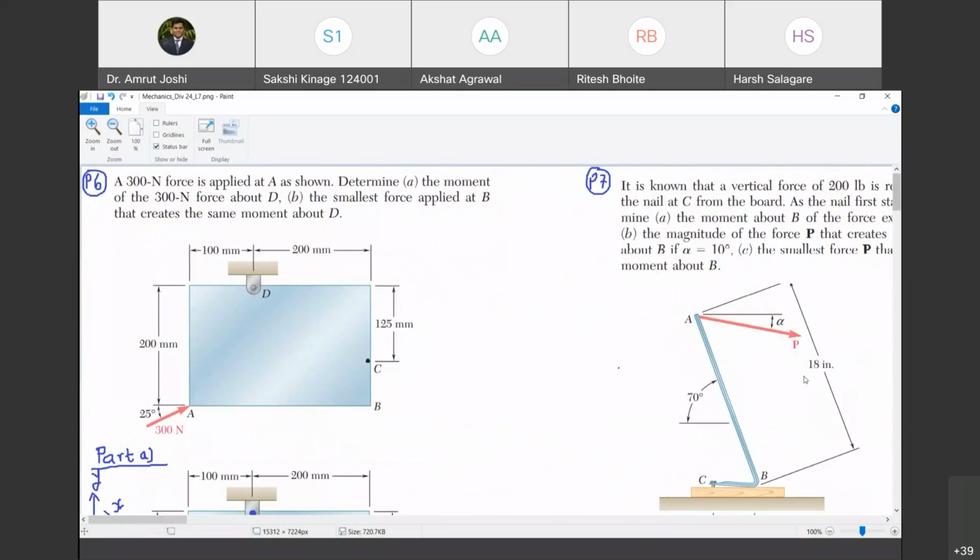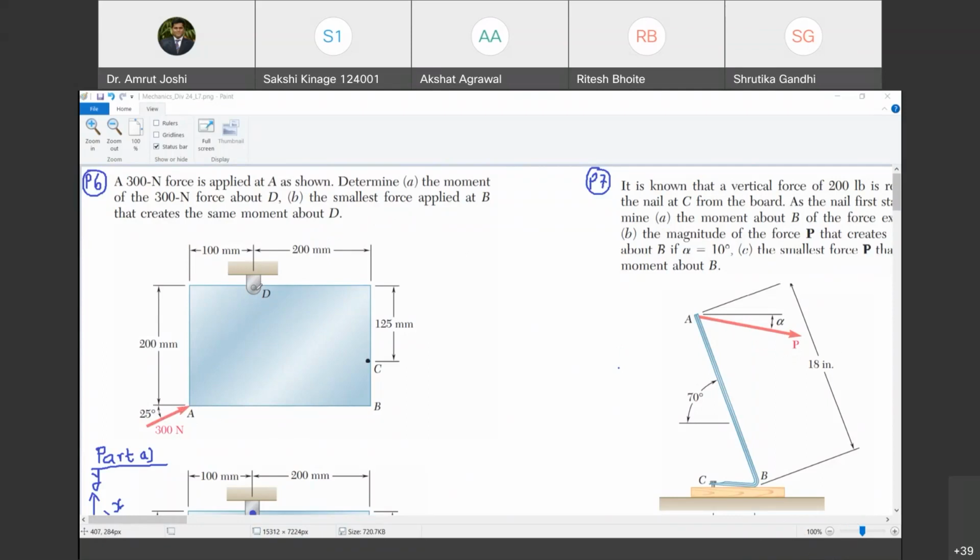Yes, sir. A 300 Newton force is applied at A as shown. Determine the moment of the 300 Newton force about D, and the smallest force applied at B that creates the same moment about D. So this problem has two parts. In the first part, we have to compute the moment of that 300 Newton force at suspension point D. Are you with me?